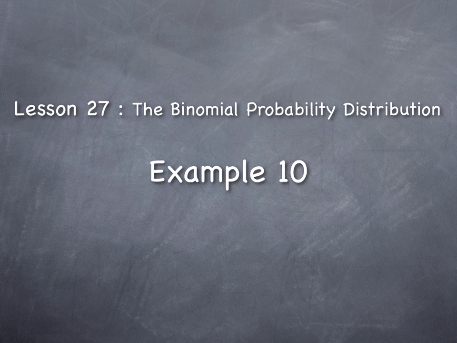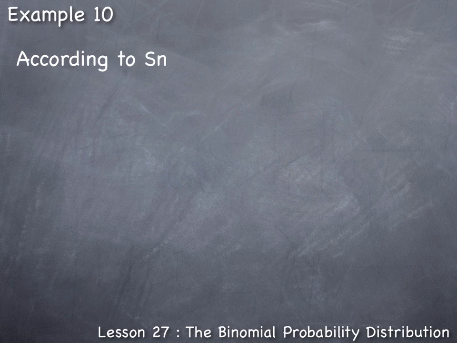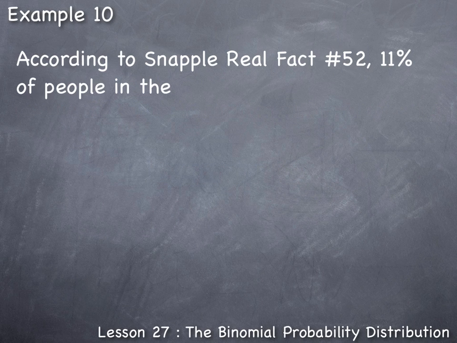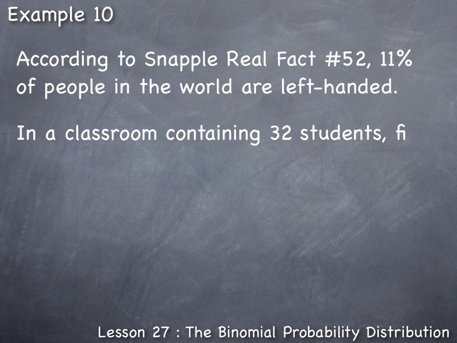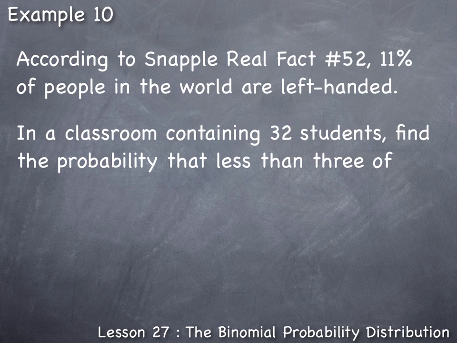Lesson 27, the binomial probability distribution. Example 10. According to Snapple, real fact number 52, 11% of people in the world are left-handed. In a classroom containing 32 students, find the probability that less than 3 of them are left-handed.